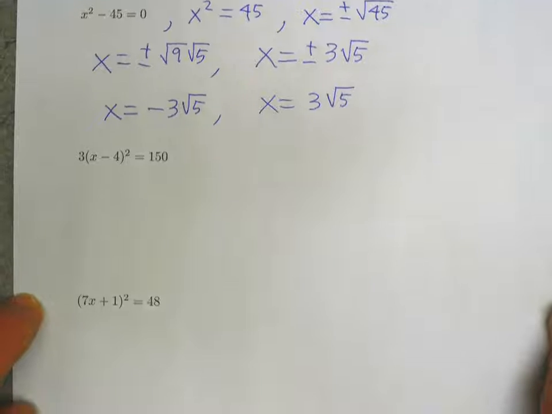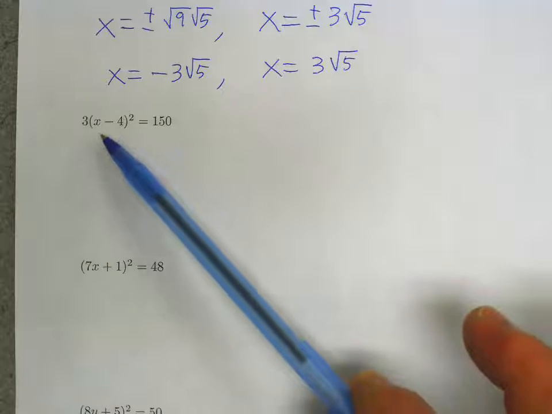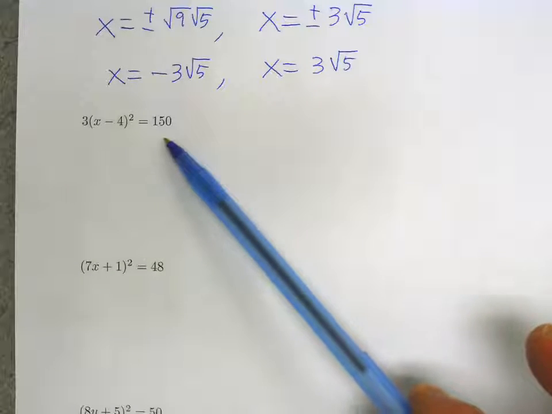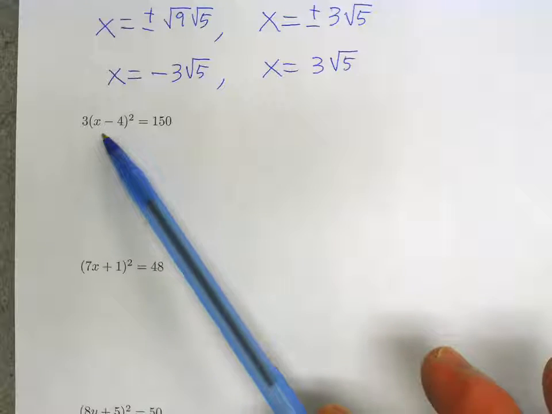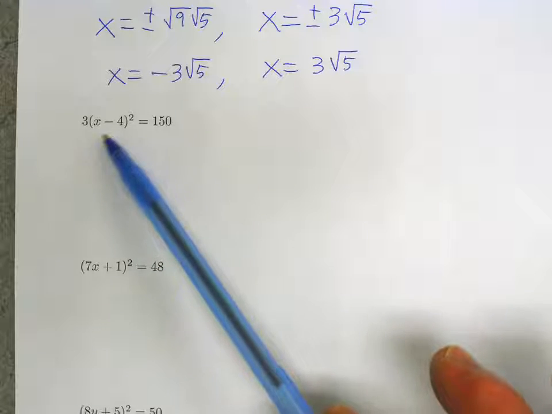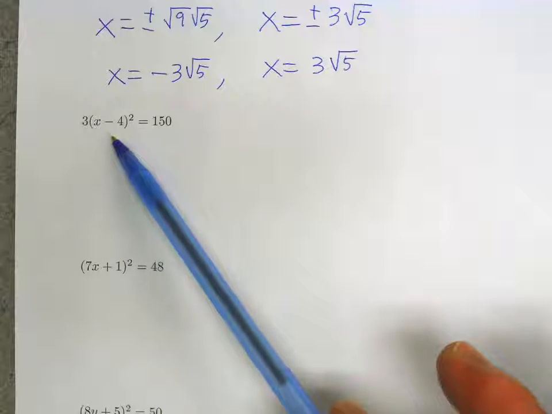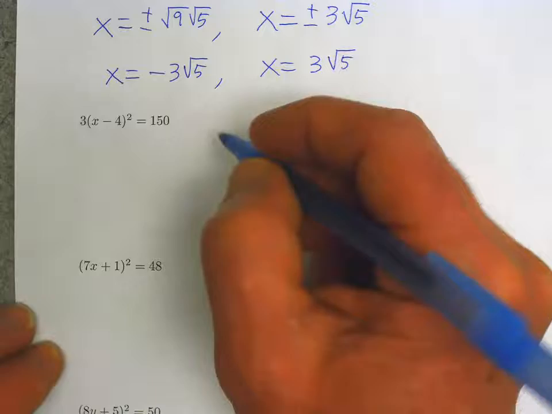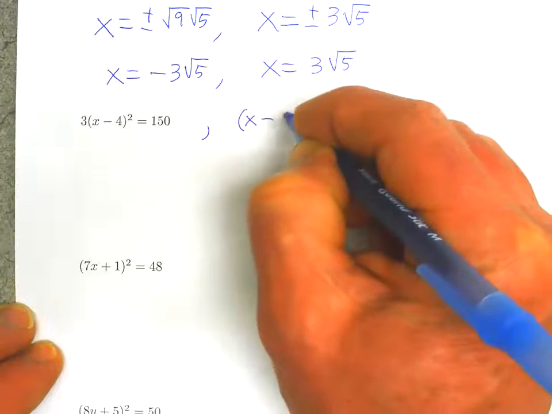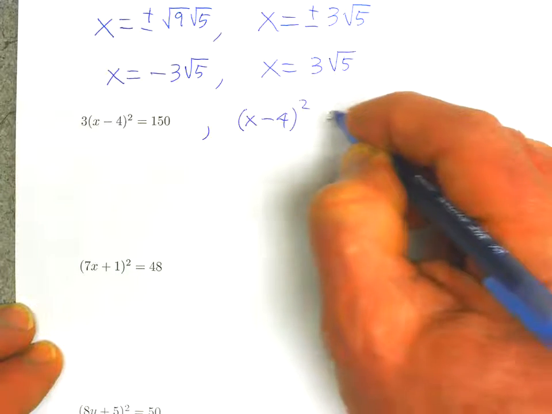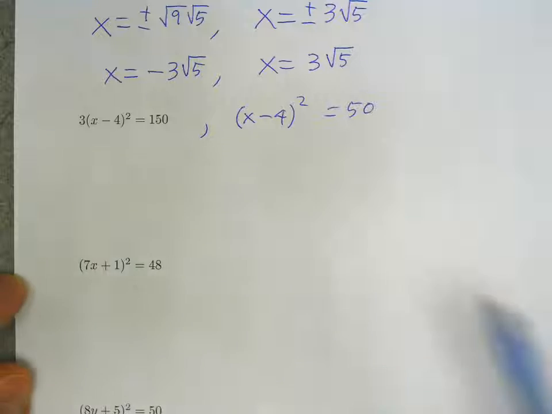Okay, in the next example, 3 times the quantity x minus 4 squared equals 150. So we want to divide both sides by 3 to start with, because we want to isolate the x minus 4 quantity squared part. Okay, so we'll divide both sides by 3, and we get the binomial x minus 4 squared equals 50. And now we can apply the square root property.